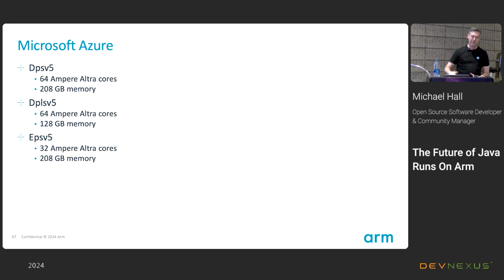And just like Google Cloud, Cobalt CPUs are not available to the rest of us to use on Azure just yet. So these instances are all still running the Ampere chips.